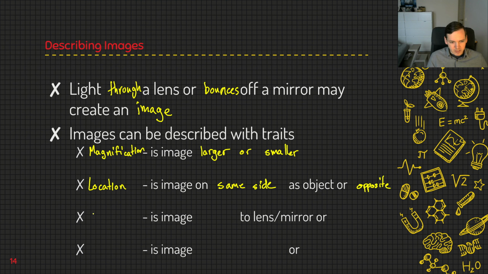Then we have distance. Does the image appear closer to the lens or mirror or farther away than the object? So images might be closer, they might be farther, they might be the same distance. And then lastly, the type. Is the image real or is the image virtual? And this one's, once we start drawing ray diagrams, a lot easier to tell whether an image is real or an image is virtual.